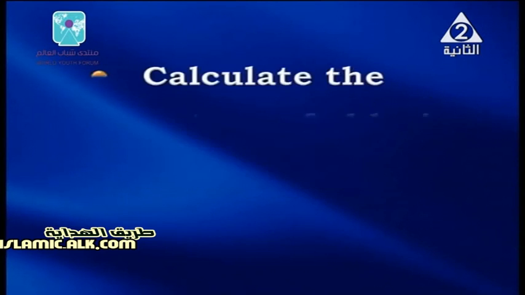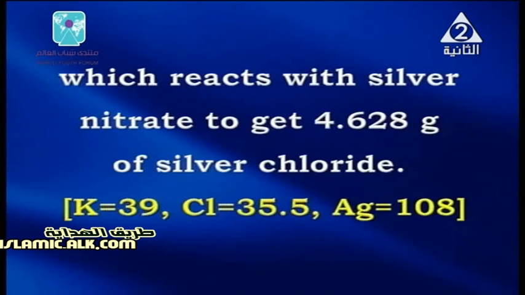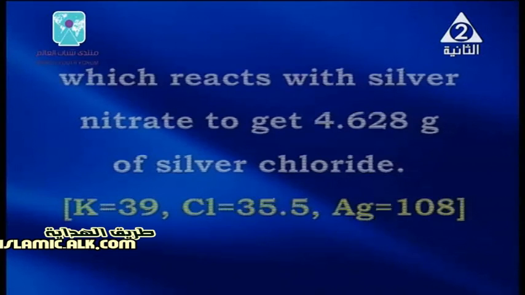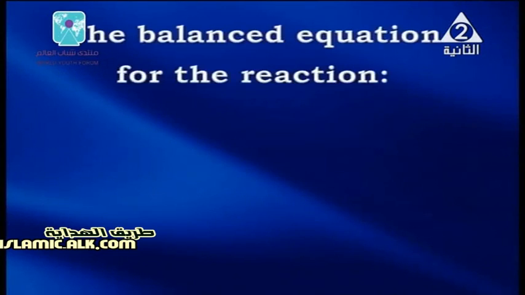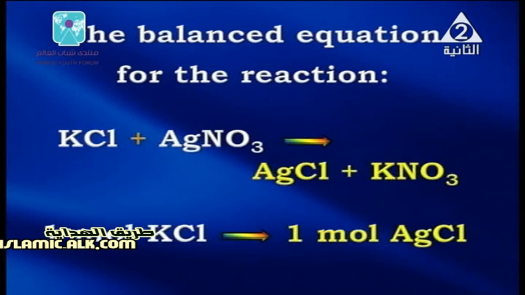Another example, calculate the percentage of chlorine in 2 gram of impure potassium chloride, which reacts with silver nitrate to get 4.628 gram of silver chloride, where the atomic mass of potassium equals 39, chlorine equals 35.5, and silver equals 108. Here the solution is the balanced equation of the reaction. KCl plus AgNO3 gives AgCl plus KNO3. So 1 mole of potassium chloride gives 1 mole of silver chloride.